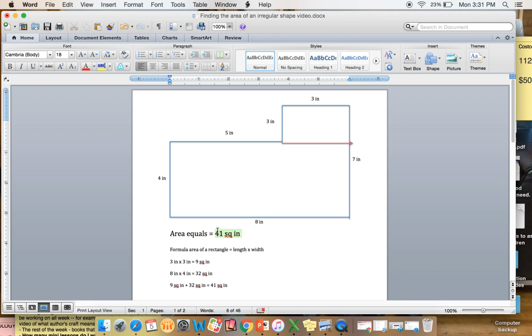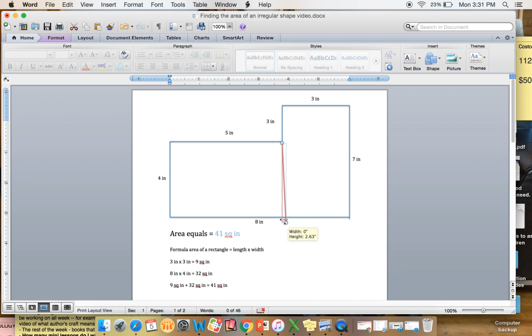Another way to do this is to look at this so that we can see it. Another way to split up this irregular shape is to take this and move it down this way. I see two rectangles going this way. Here is one rectangle and here is another rectangle.